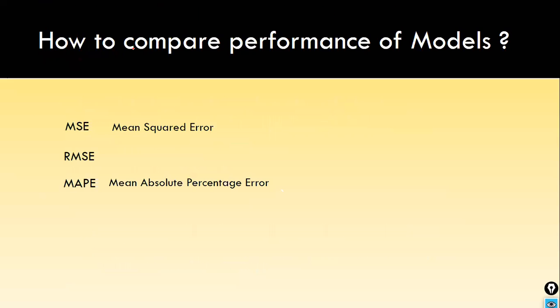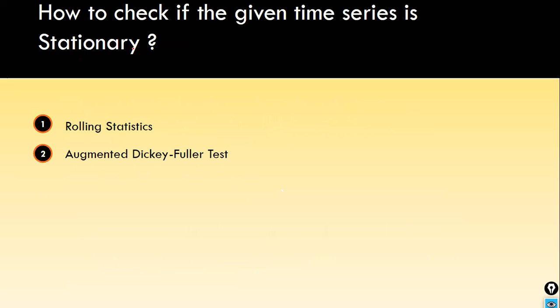So now to find out whether the given data is stationary or not, we use two techniques. Either you can use rolling statistics. That means, in this case, we are going to plot the rolling mean and a rolling standard deviation. Okay, we plot these two things.